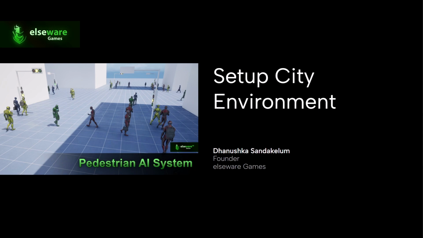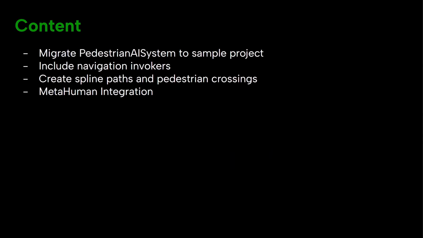And as the third tutorial session of Pedestrian AI System, let's try to create a sample city environment. So the content is as follows. Basically, first we are going to migrate Pedestrian AI System to a sample project. I'm going to use a sample project called Tokyo City Environment, which I think is freely available on Fab as well. And then we are going to use our navigation invokers inside that specific level, and maybe create some spline paths and pedestrian crossings, things like that.